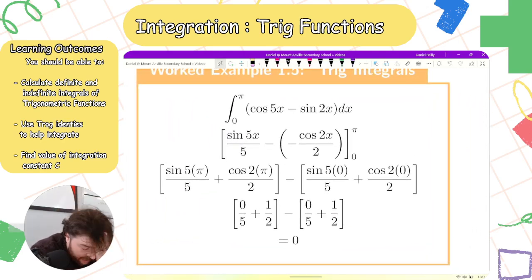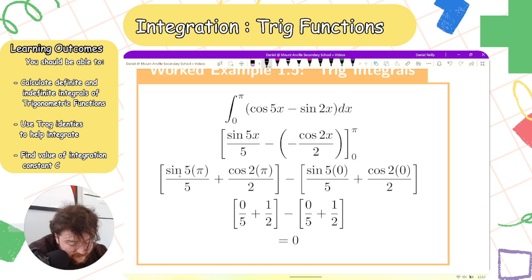I am integrating cosine 5x minus sine 2x between 0 and pi. Cosine goes to sine, so this becomes sine 5x divided by the derivative of the angle, which is 5. Minus then, sine goes to minus cosine, so minus cosine 2x divided by the derivative of 2x, which is 2. Now I'm evaluating this between pi and 0.